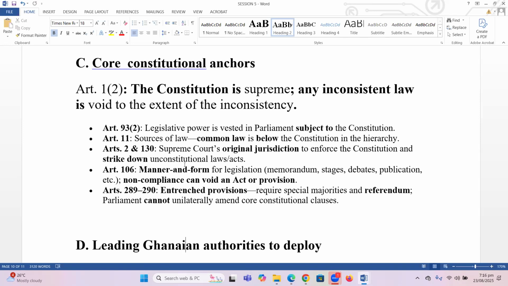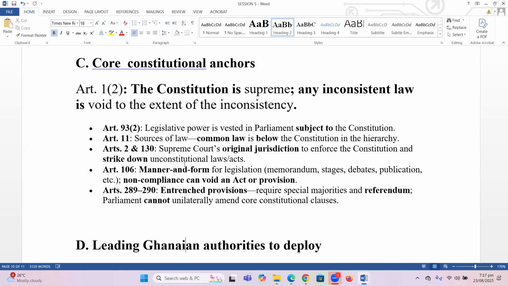And apart from that, the procedural limitations are even a lot. If we look at Articles 289 and 290 when we are discussing amendment, when it comes to amendment of the Constitution, for example, we have entrenched provisions and certain thresholds or majorities are required, as well as the fact that even Parliament alone cannot change certain aspects of the Constitution. They cannot use their legislative power to change certain aspects of the Constitution. They must go back to the people of Ghana through referendum. So all those things are indications of limitations on the powers of Parliament.